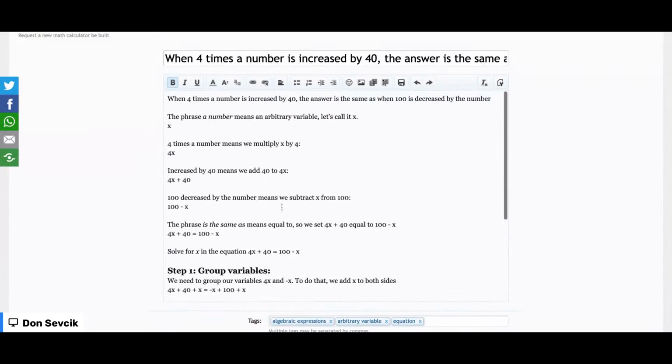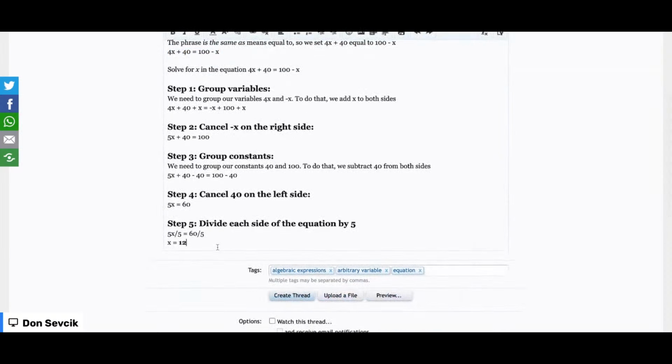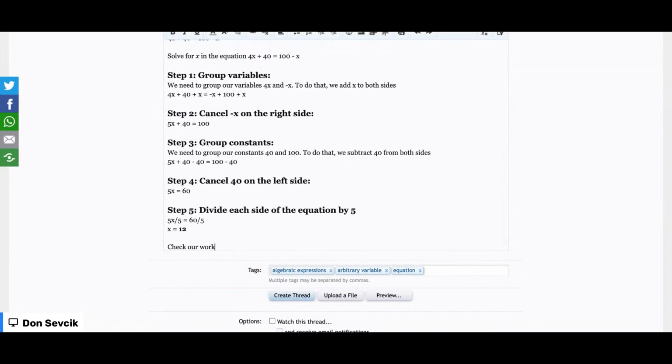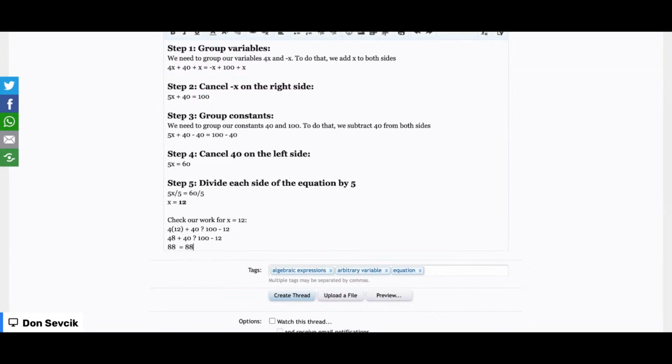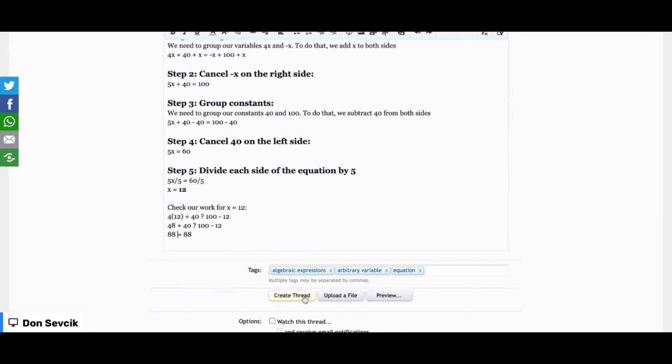Now, let's not make any stupid mistakes. Let's check this answer. So let's go down here, check our work for x equal to 12. We've got time here. We're not going fast for a test. We got 12 and 100 minus 12. And I'm going to do a question mark because we don't know if these are equal. We're checking our work. We got 48 plus 40, question mark, 100 minus 12, and we indeed get 88 equal to 88. Outstanding. So we've proven our work out. Make sure we don't make any dumb mistakes, which is great. So x is 12. That's your answer.